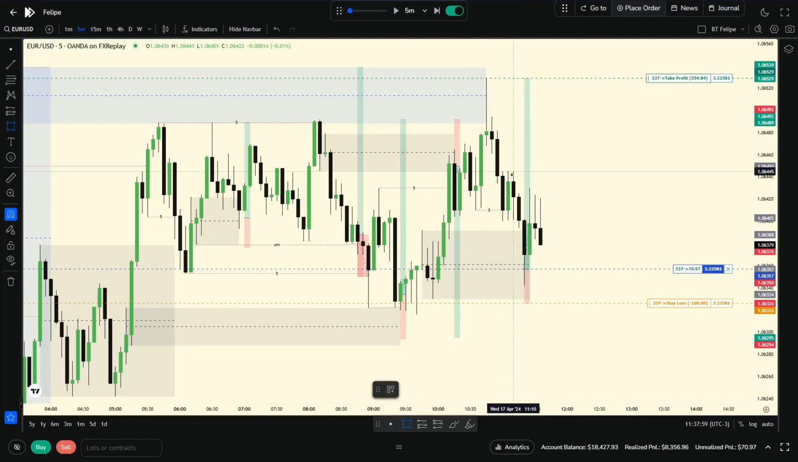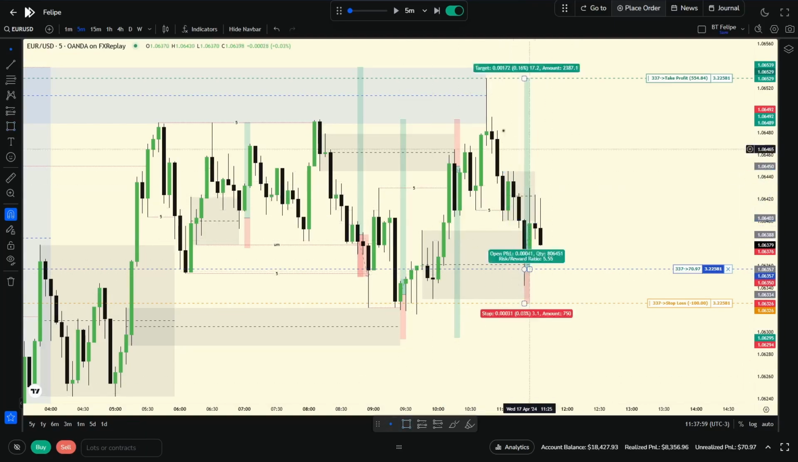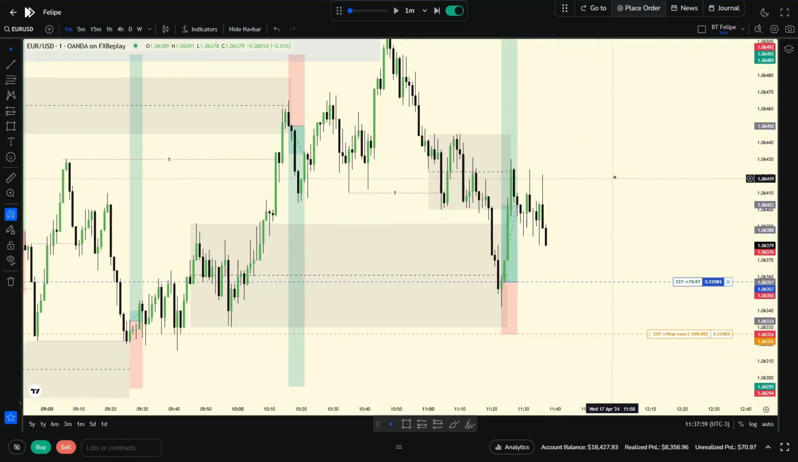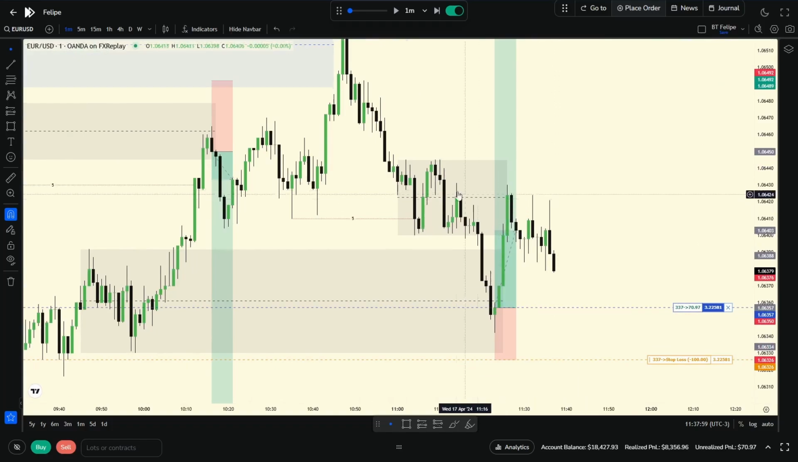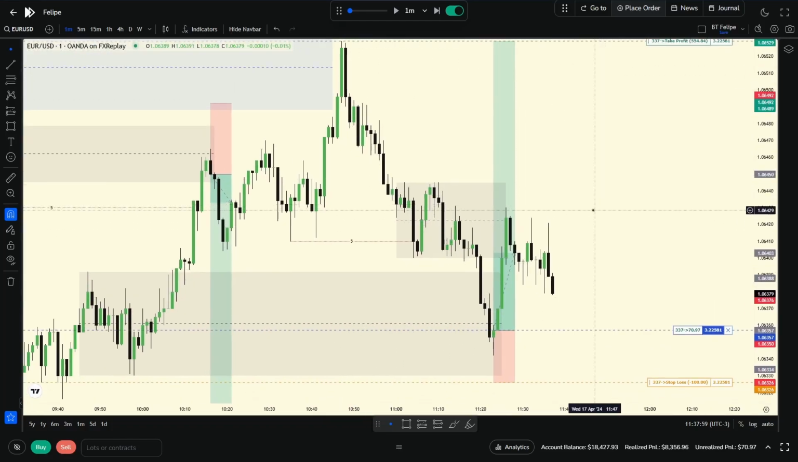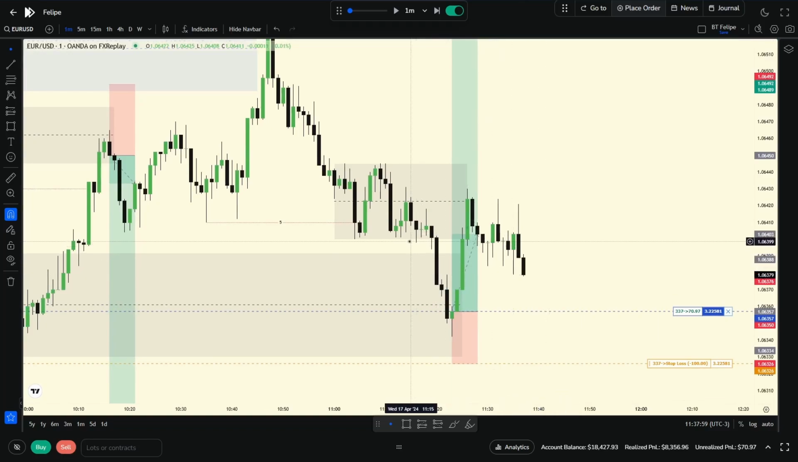Actually, it isn't. There's a POI right here. One leg, two. We came up. We could actually have tried this short, but it's low in the leg from this leg. But this will be the M5. The only problem is the M1 manipulation.